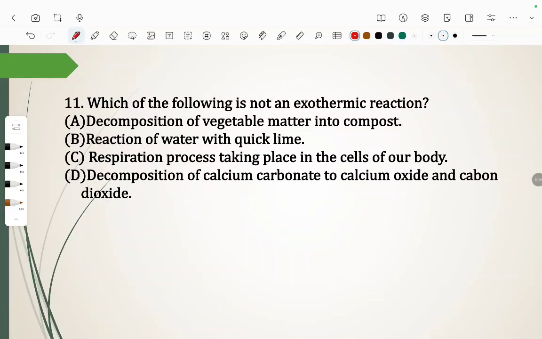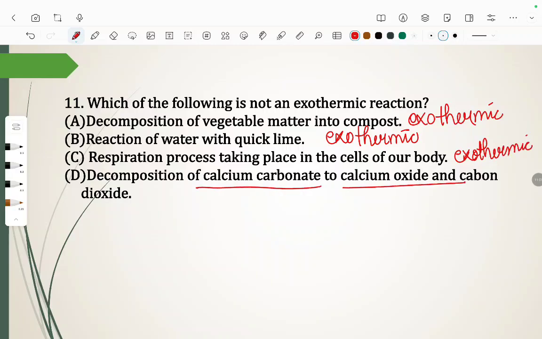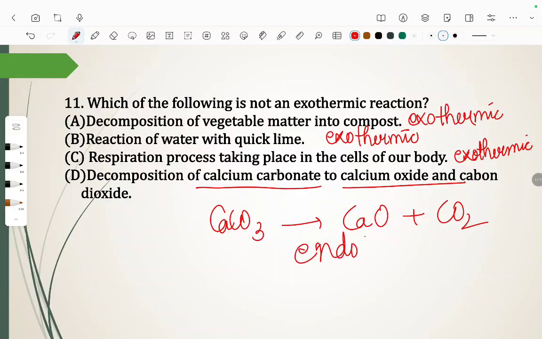Next, 11th one. Which of the following is not an exothermic reaction? This is exothermic. Reaction of water with quicklime, this is also exothermic. Respiration process, exothermic. We are left with the last option. Decomposition of calcium carbonate gives calcium oxide plus carbon dioxide. And this is endothermic. So option number D is our correct answer.